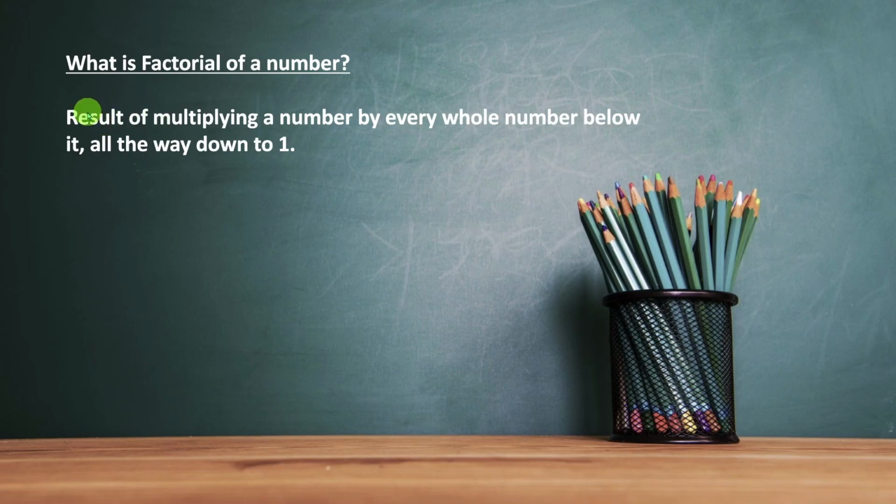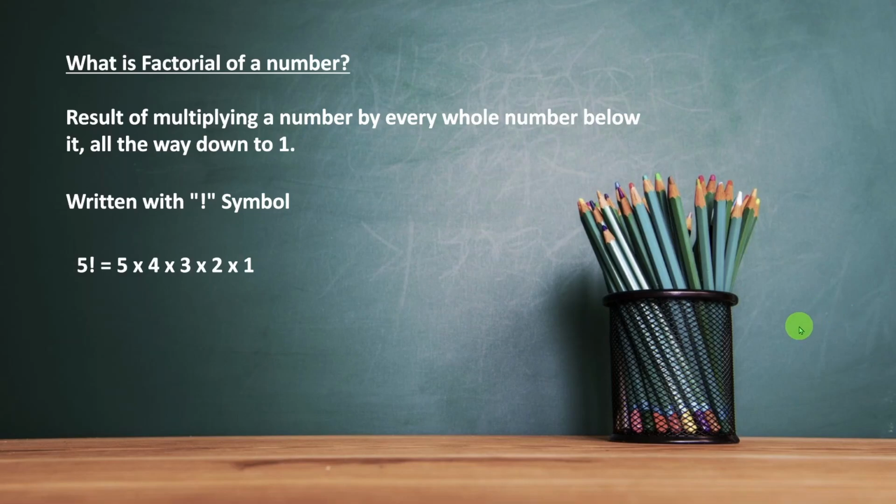So the factorial of a number is the result of multiplying a number by every whole number below it, all the way down to 1. Remember, it's 1, not 0, because if it's 0, then the answer would always be 0. We all know that. A factorial is always written with the exclamation point symbol.